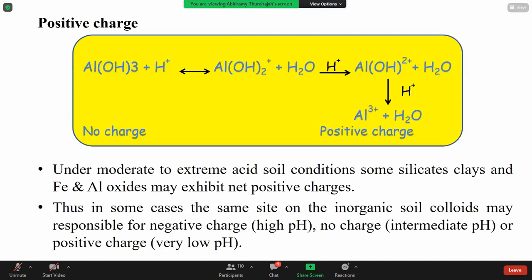Okay, so if these ions, the pool of functional groups, are present in the soil and the pH is changing, sometimes it may create negative charge, or it may not create any charge at the intermediate pH level. If it is at a very low pH, it may create positive charges.